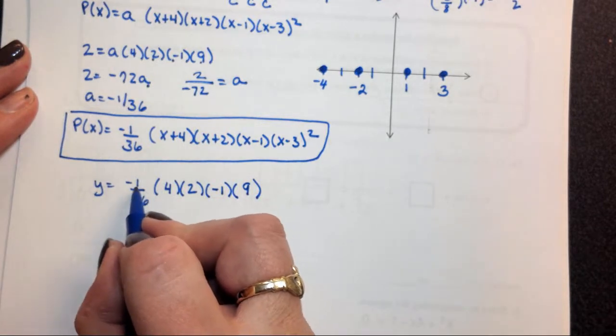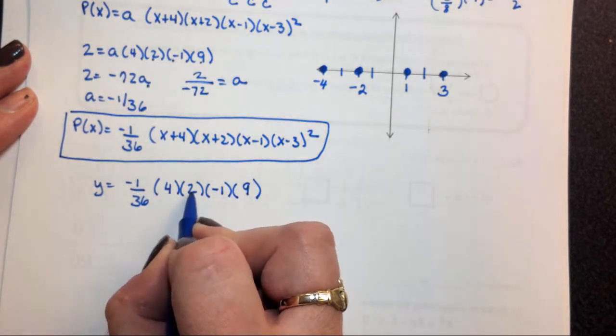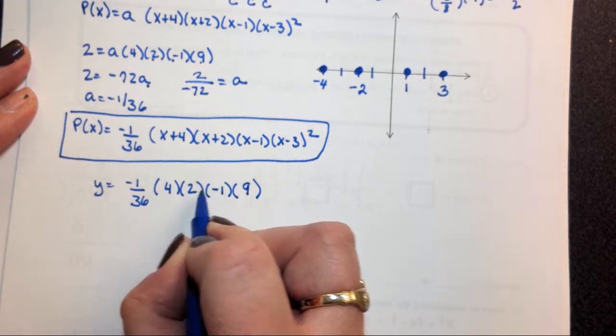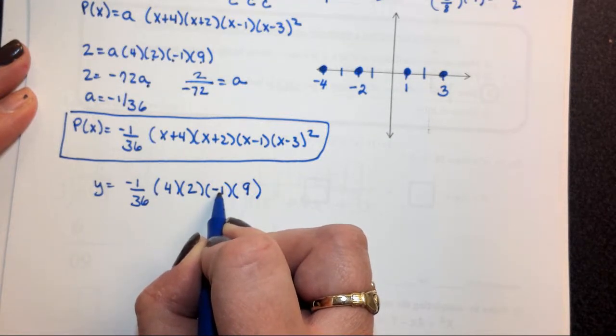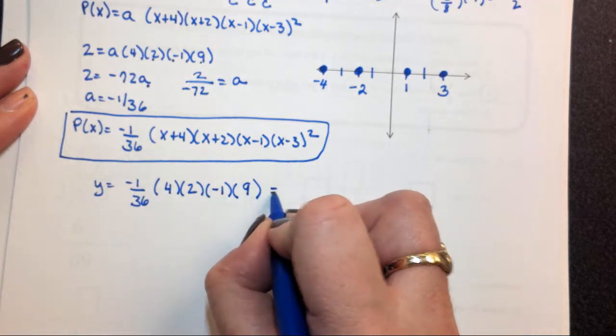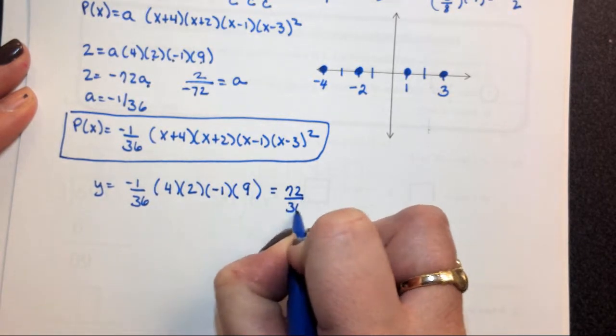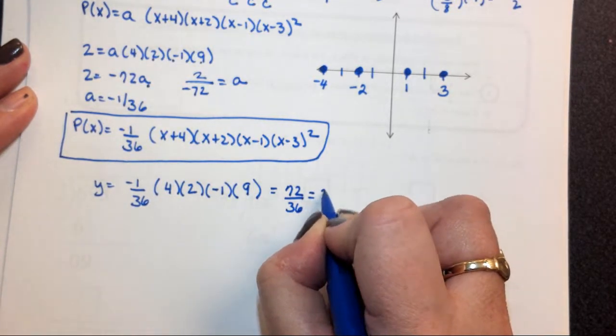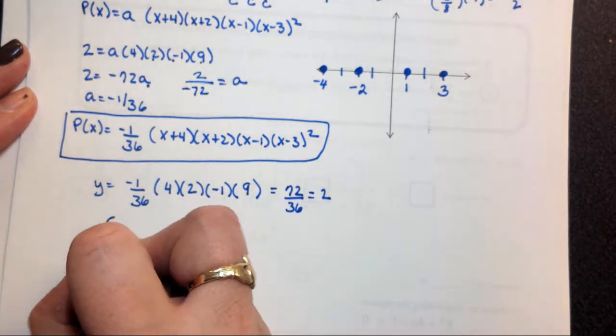So let's see. -1 times 4 is -4. -4 times 2 is -8. -8 times -1 is 8. And 8 times 9 is 72. So it'll be 72/36. It's just going to give me a y-intercept of 2. So I know I have a y-intercept of (0, 2).